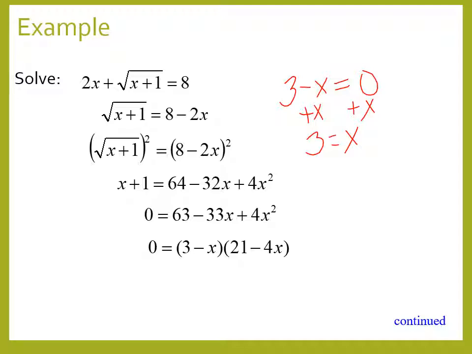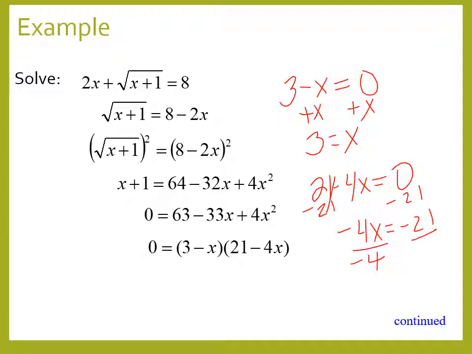And then I'm going to do 21 minus 4x equals 0. I'm going to subtract 21 from both sides. I get negative 4x equals negative 21. Divide by negative 4. And I get x equals positive 21 over 4. So my two possible solutions are x equals 3 or 21 over 4.